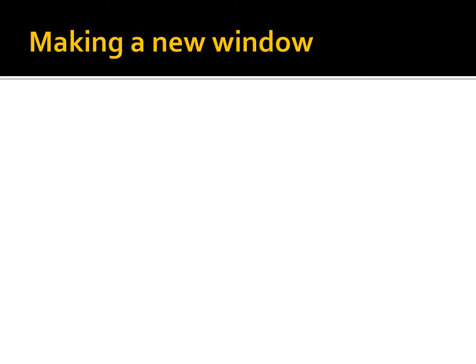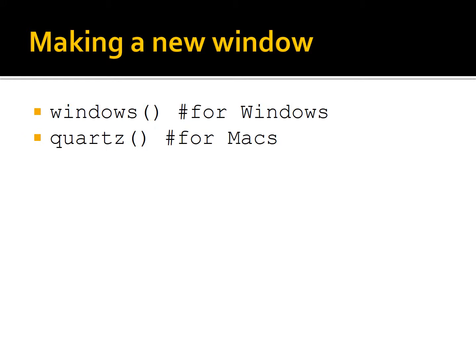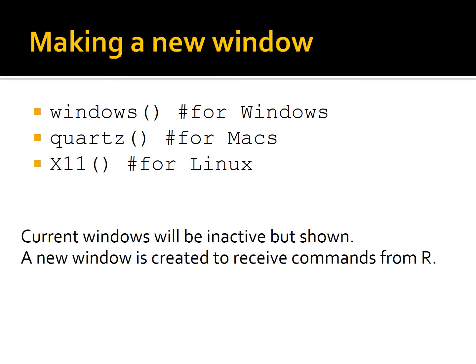Right now, when we create a graph, it will appear in a window. Okay, it is a separate window from R. And if we would like to have multiple graph windows, we can use the windows command for the Windows operating system, quartz for Macintosh, and X11 for Linux. So when we run this command, the current window will be inactive but still shown. But a new window is created and it will receive commands from R instead of the old window.